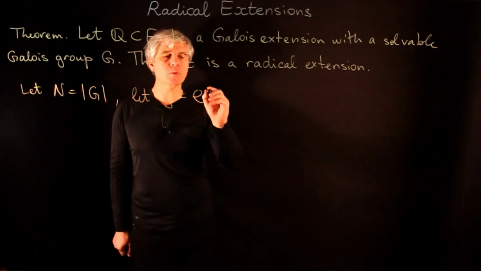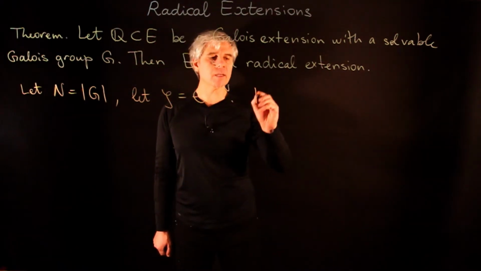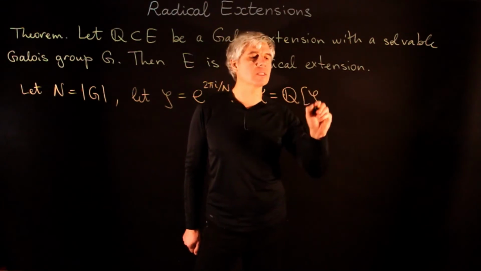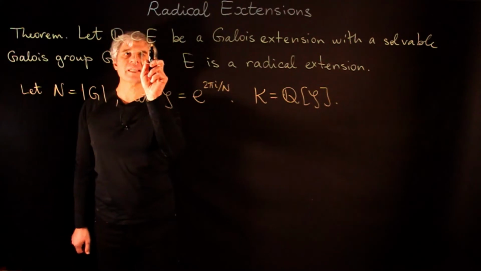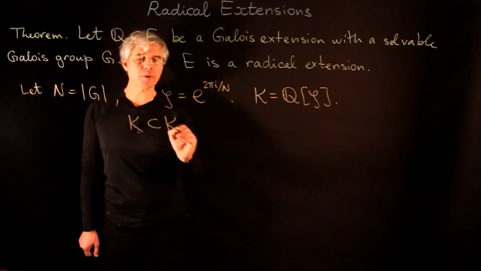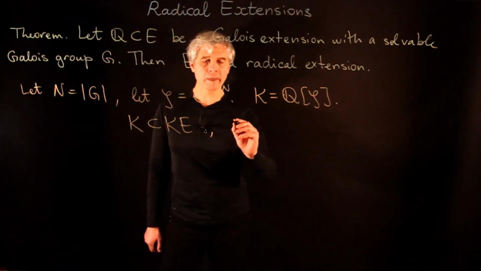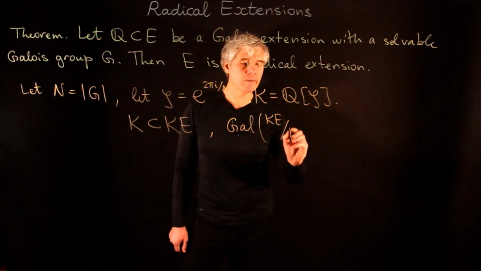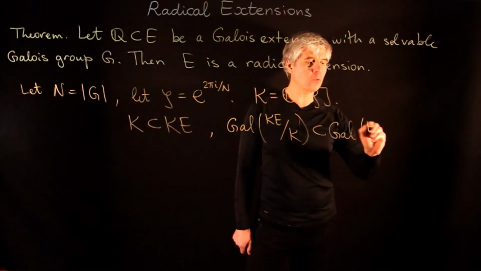Let n be the order of the Galois group, and let zeta be the primitive nth root of unity, so e to the 2 pi i over n. Consider a cyclotomic field K, which is Q adjoined with this nth root of unity. We are going to replace the extension E of Q with extension KE of the cyclotomic field K. We know that this extension is Galois, and the Galois group of KE over K is a subgroup in the Galois group of E over Q.